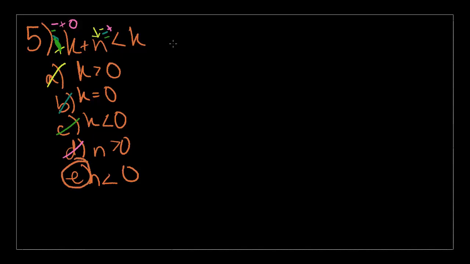If N, let's rewrite that equation, it's been scribbled on so much. Okay. If N is less than 0, no matter what value K is, whether it's positive or negative or even 0, if you add a negative number to it, it will be less than the original value itself. So we know that must be true no matter what else the conditions of the rest of the equation may be. So there's the answer to number 5.